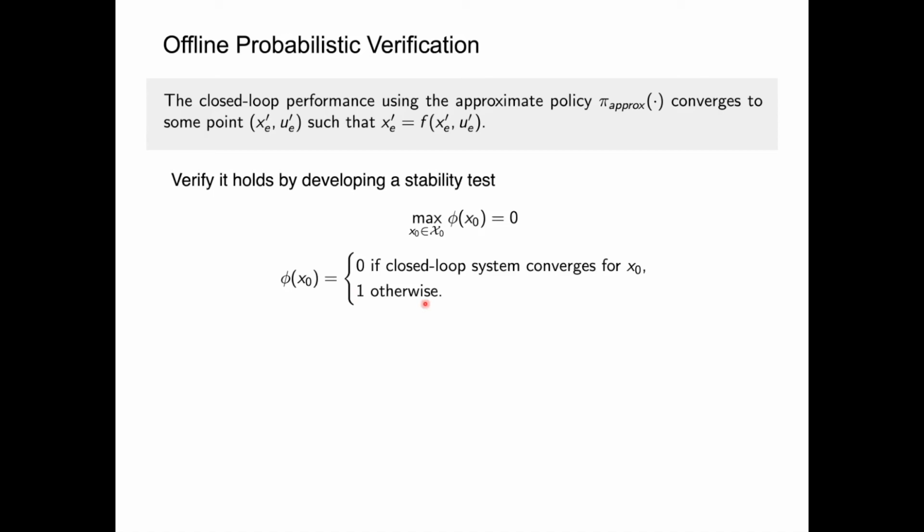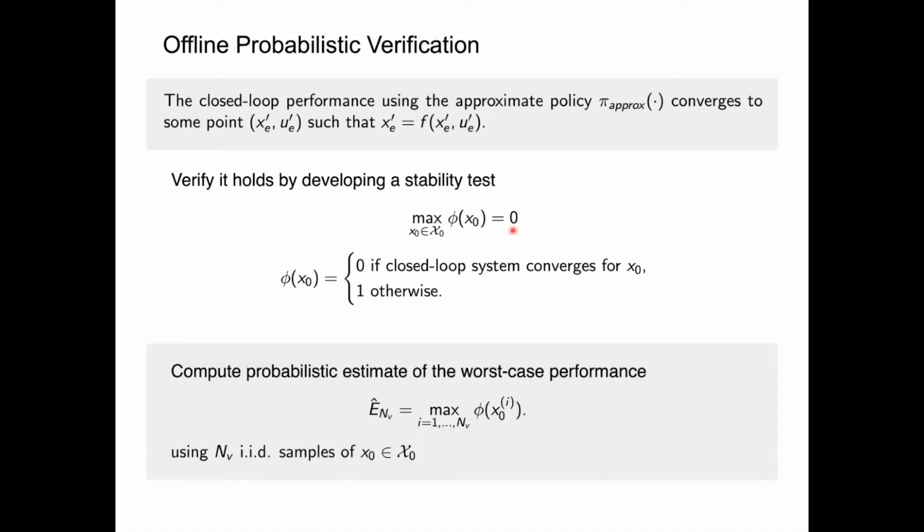Now, the stability test is successful if for all initial conditions x0 in X0, the maximum of phi of x0 is equal to 0. Since this is a challenging optimization problem, we resort to computing a probabilistic estimate of the worst case performance by associating a probability measure over the sample space X0.